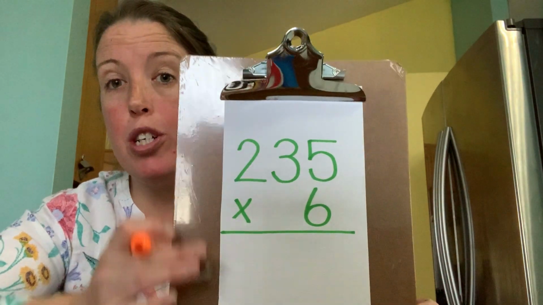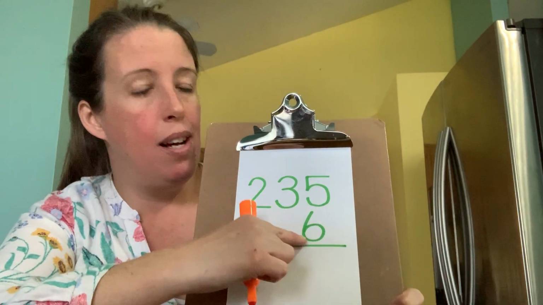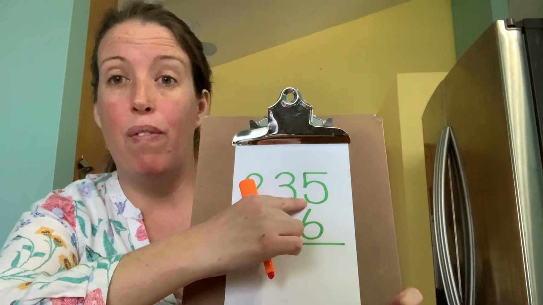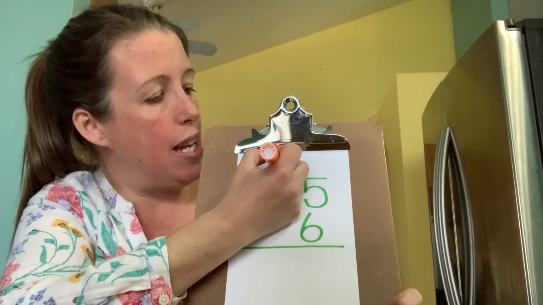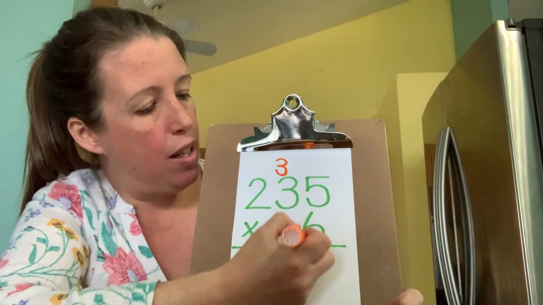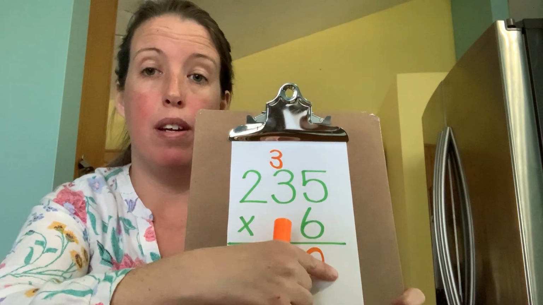Now, I'm going to add an extra digit here. See if you're up for the challenge. I'm going to add one more digit, hundredths place now. It's the same steps. 6 times 5 is 30. So I'm going to move my 3 tens here and my 0 ones here. And you can see 30.